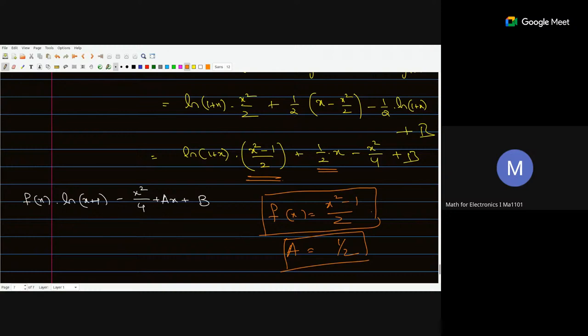Okay, because you see this x minus x square by 4, minus x square by 4 is there, b is there. X coefficient is a, which is half, and ln 1 plus x coefficient is f of x. So ln 1 plus x coefficient is x square minus 1 by 2. Right? Is the answer wrong? Is the answer given the same? These two are the answers.